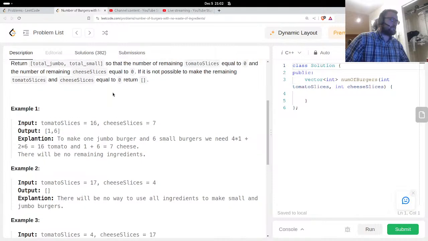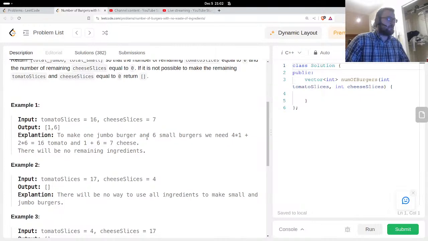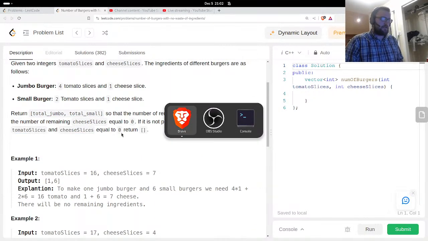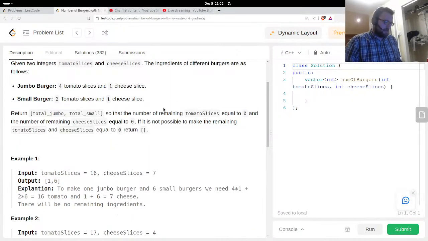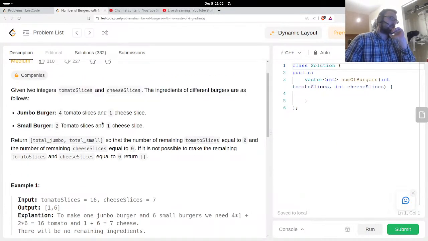Output 1, 6. To make 1 jumbo burger and 6 small burgers, we need 4 times 1 plus 2 times 6 equals 16 tomato, and 1 plus 6 equals 7 cheese. I suspect that this is an extended Euclidean algorithm question. That could be what it's getting at here.